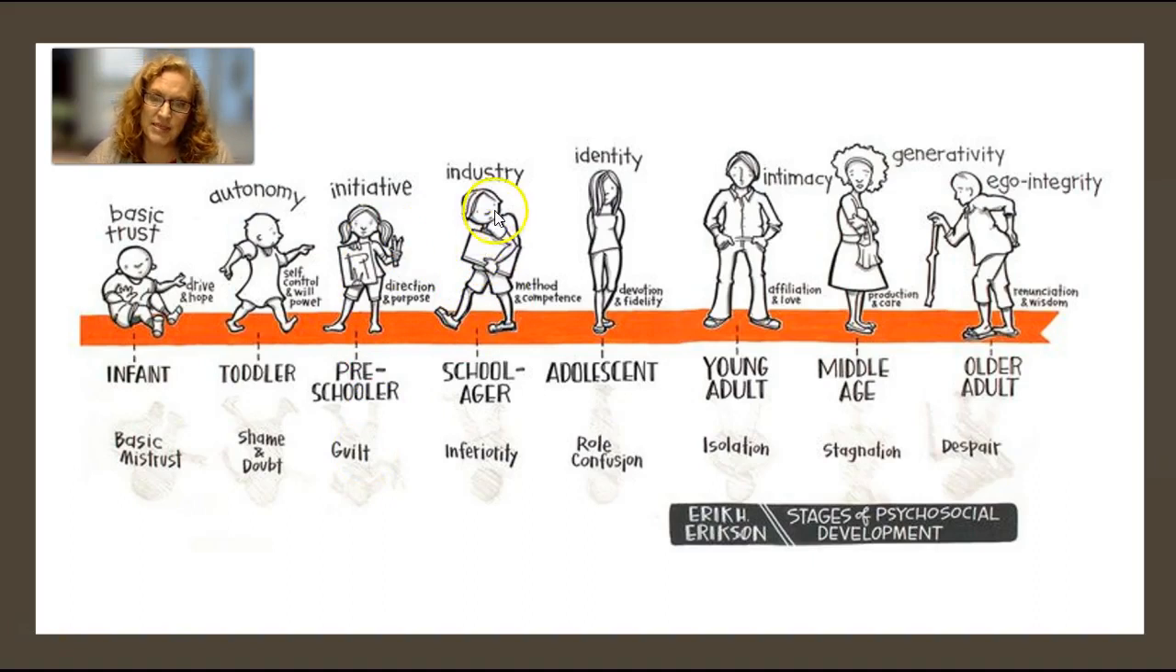The next stage is industry versus inferiority. This is school-age kids. So this is going to be like first through about 6th grade, something like that.